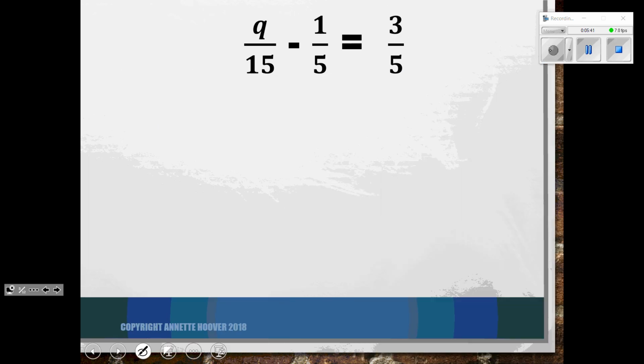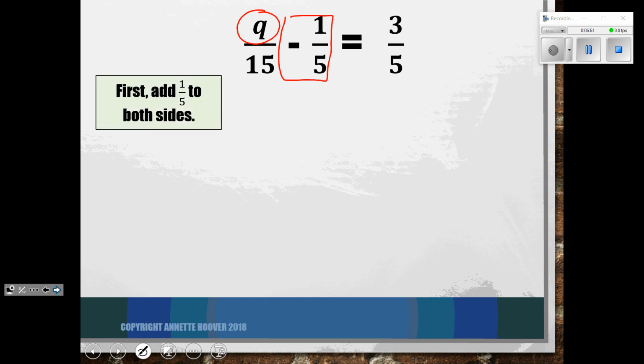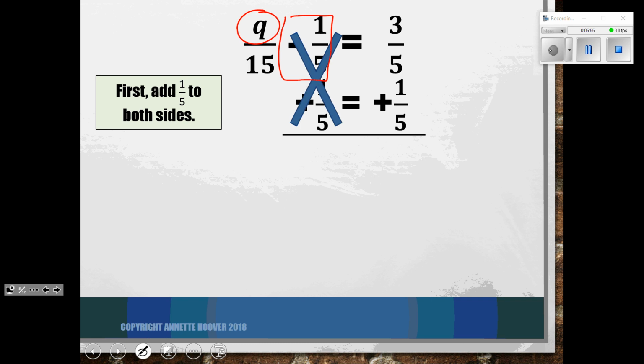This also works with fractions. We locate the variable. We're going to move what's not attached to the variable first. That is a negative 1/5. So we're going to do a positive 1/5 on both sides of the equation. So 3/5 plus 1/5 is 4/5. And of course the negative 1/5 and a positive 1/5 becomes 0, so it's gone.